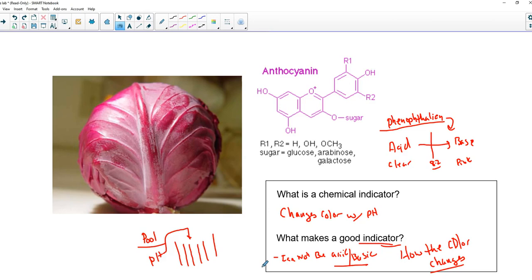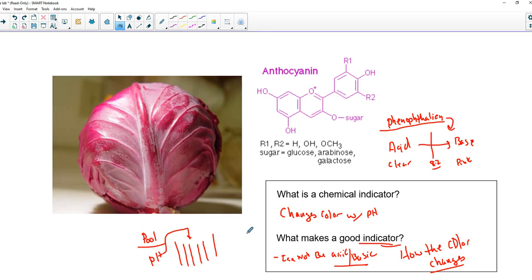Now we're using cabbage, which uses what's called an anthocyanin. It's a very unique chemical, and again, this thing changes color. It's naturally located in lots of vegetables. And there are some plants. You can use rose petals, for example. There are lots of different naturally occurring things that change color with pH.